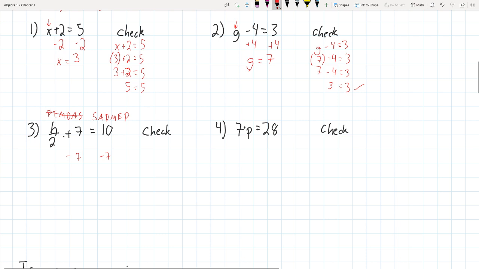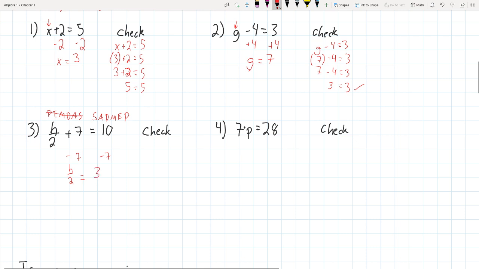Where this is important to realize is that I'm subtracting 7 from the left side right here. I'm not specifically taking it off this h over 2. I'm taking 7 off this left side, and I'm taking 7 off this right side. That leaves me with h over 2 equals 3.